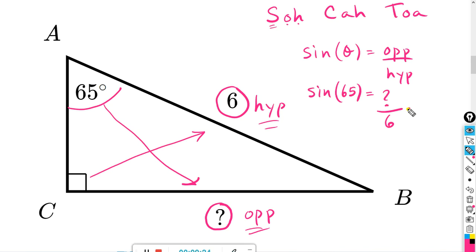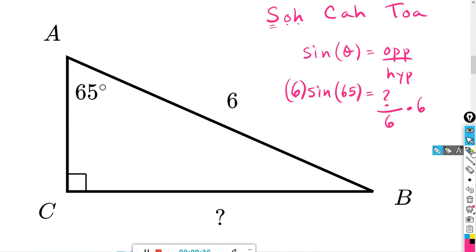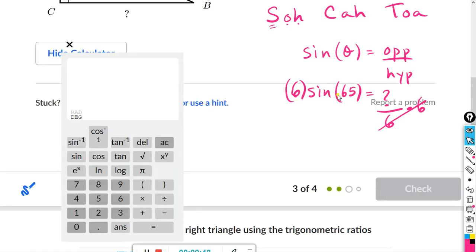And we want to multiply both sides by 6. The opposite of dividing by 6 is multiplying by 6. So just multiply both sides by 6. On the right-hand side, 6 divided by 6 cancels. And the question mark equals this right here. We're going to do that on the calculator. So 6 times sine of 65.